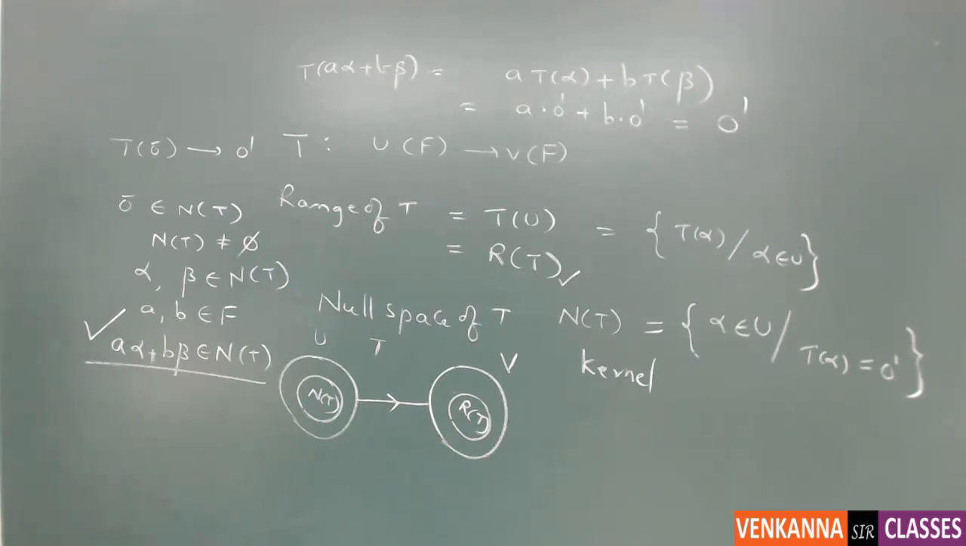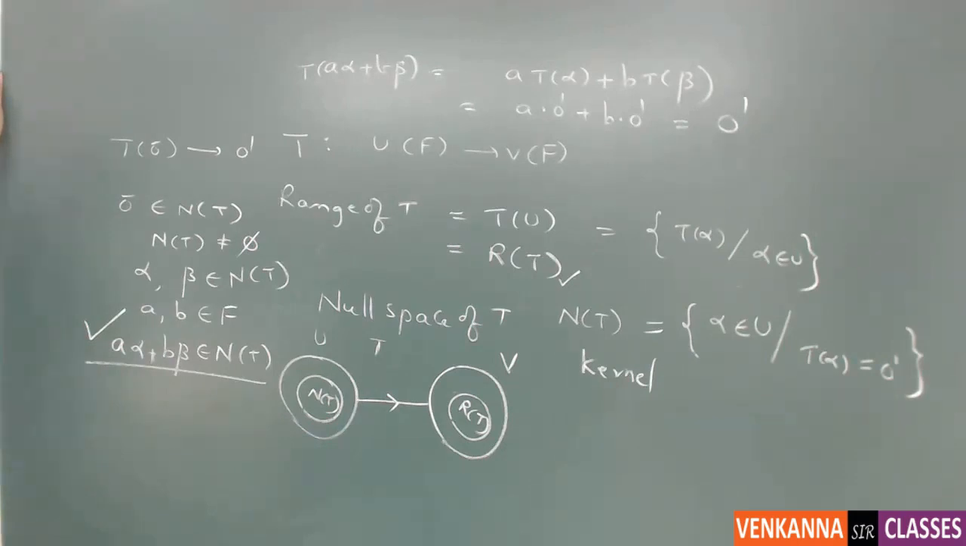In a similar way, we prove that a alpha plus b beta will belong to R of T, where alpha, beta belong to R of T. So R of T will become a subspace of V. This condition is very useful while proving the subspace criteria.